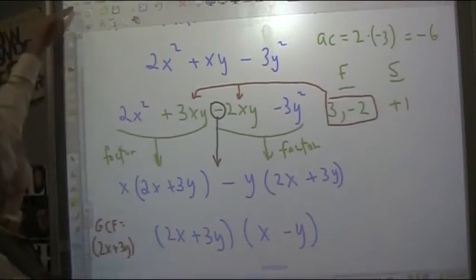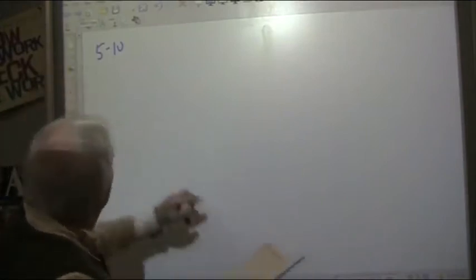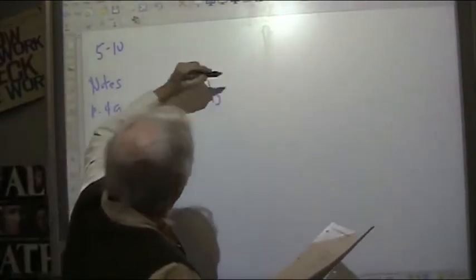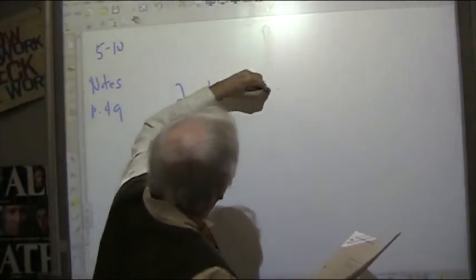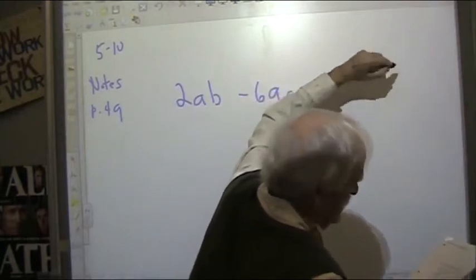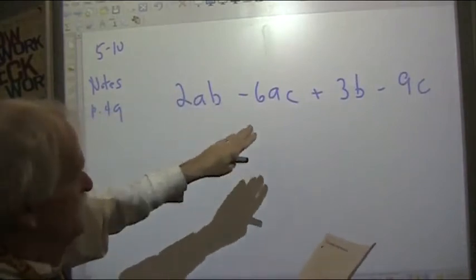So ladies, let's take a look now at your front cover here, page 49. Here I write notes. This example we've got: 2ab minus 6ac plus 3b minus 9c.